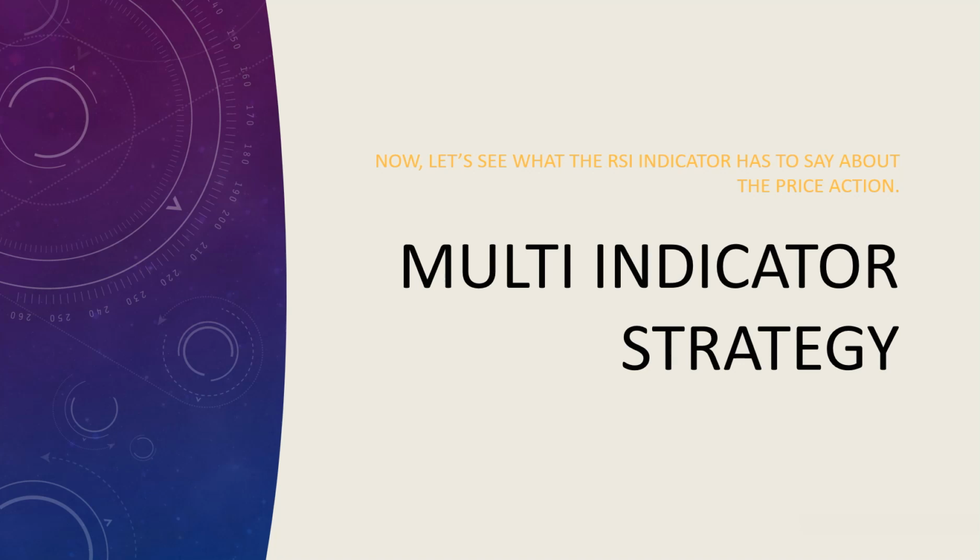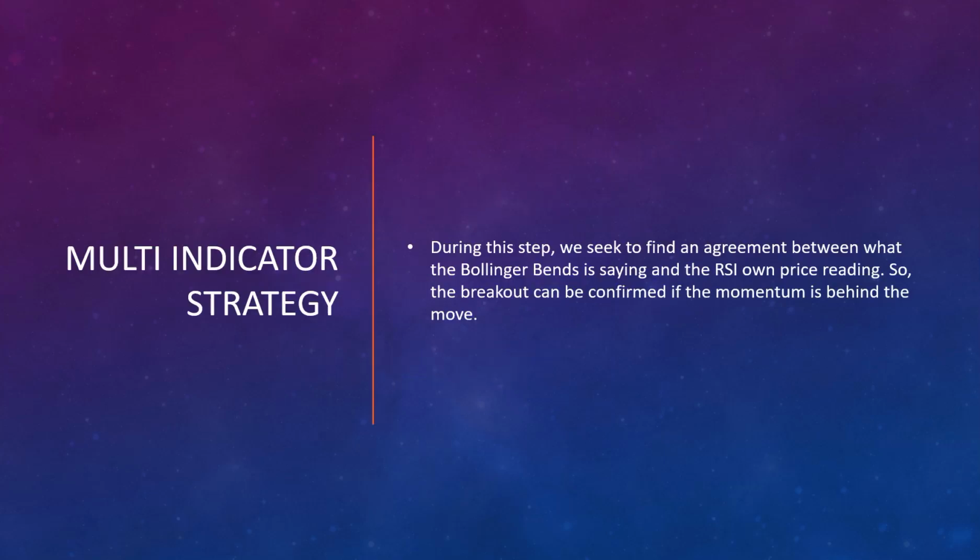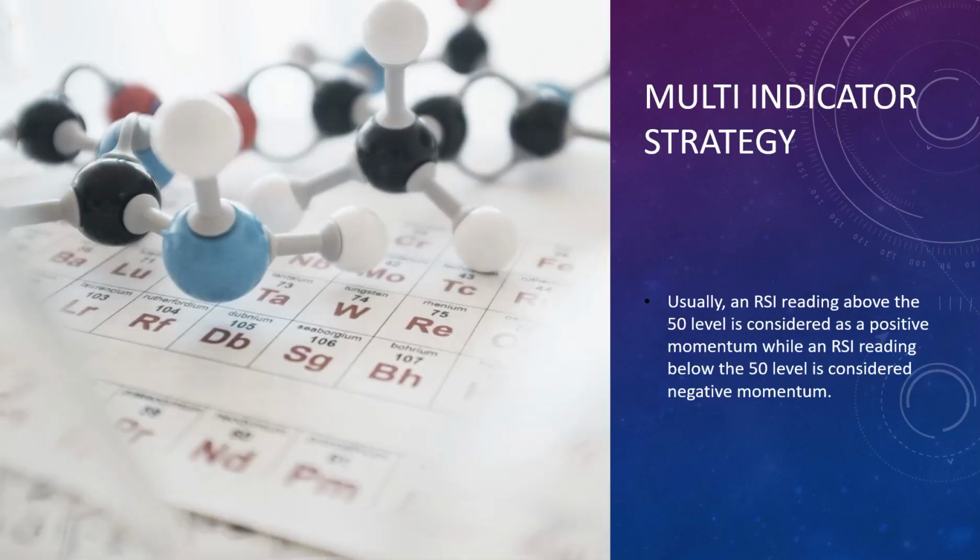So now let's see what the RSI indicator starts telling us at the same time. We wait for the RSI indicator to trade above the 50 level if it doesn't already. An RSI reading above the 50 level is considered positive momentum, while an RSI reading below 50 is considered negative momentum. Now we're only looking at momentum. We're not looking at overbought and oversold. So we're looking for a buy. We need our momentum to be above the 50 reading, which is the center because it goes from 0 to 100.